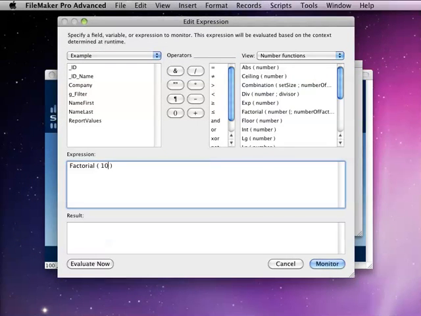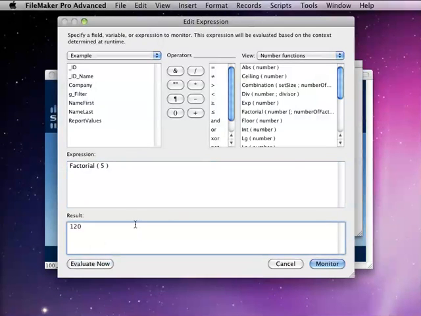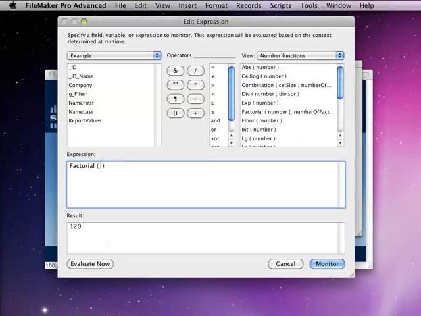So for example, if we were to do factorial, let's just do factorial 5. And we're going to see that that equals 120. Factorial 3 is going to equal 6. If you do factorial 10, then you get a huge number.